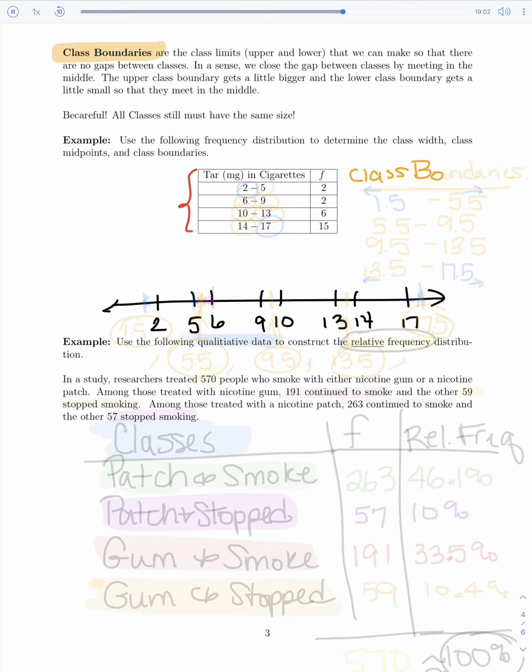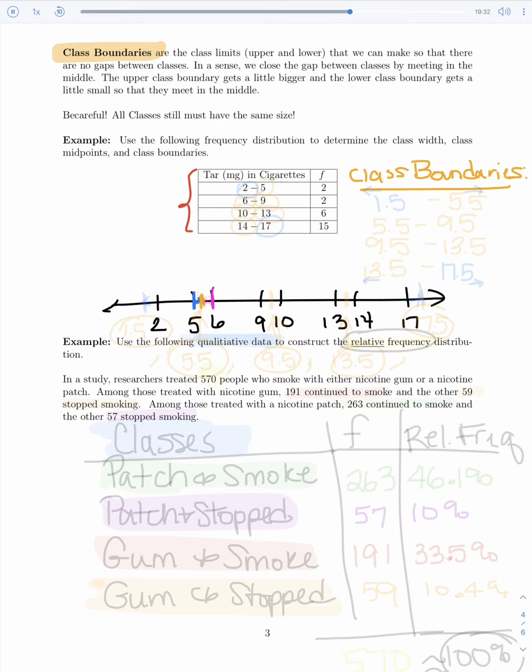Okay. So the idea with class boundaries here is, if my first class ends at 5, but my second one doesn't start until 6, how do I get them to touch? Well, I'm going to want them to meet in the middle, which means I'm going to have to push out the right end to get a little bit bigger, and I'm going to have to push in the other end to get a little bit smaller so that they meet in the middle. Where will they meet in the middle? What's halfway between 5 and 6 is 5.5. So they'll meet in the middle at 5.5.